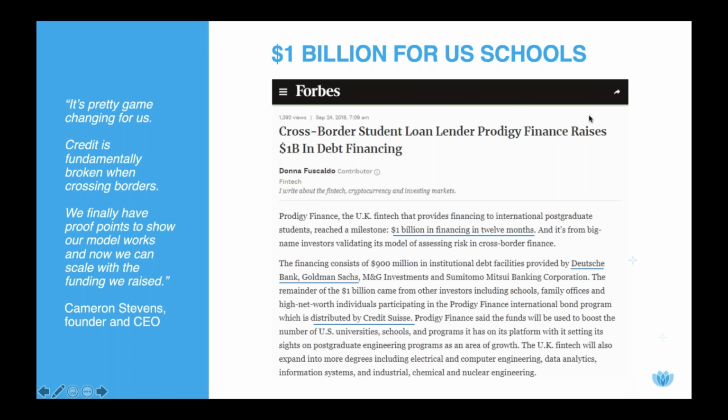We raised over $1 billion in funds just in the last 11 to 12 months by the likes of Deutsche Bank, Goldman Sachs, M&G Investments, and so on. What this means for you is we will be able to support more schools, more programs, and more students across the world. I don't want to harpoon too much around this, but this article is on Forbes.com. A quick Google search with Prodigy Finance Forbes should get you this article, just in case you were thinking about credibility.